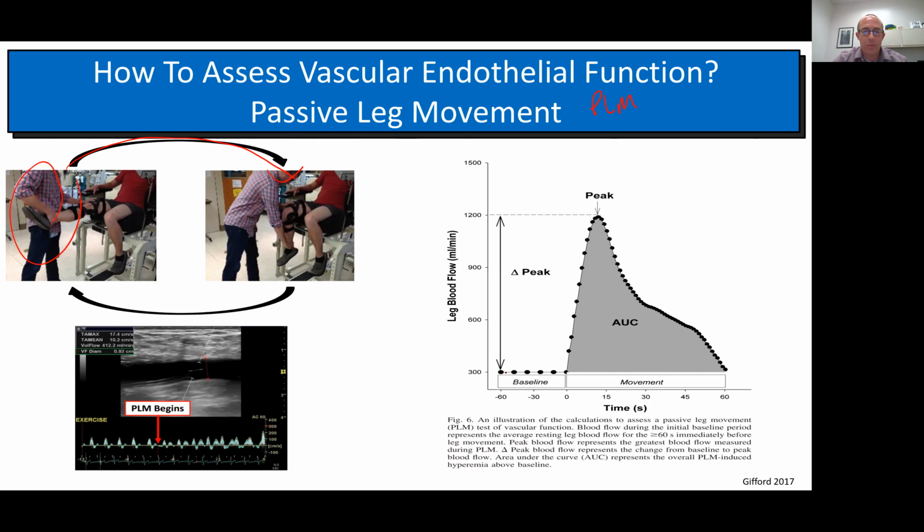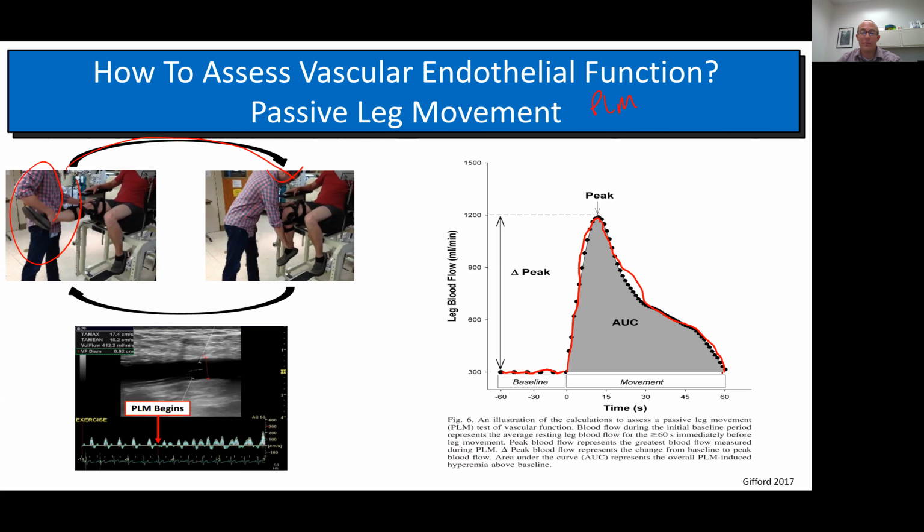So if this is resting blood flow, somewhere around 300 milliliters per minute, when we start to move the leg, you get an increase in blood flow that peaks out somewhere around 20 seconds into the movement and then decreases as you keep moving. It gets used to it, figures out that you're tricking it, I guess.